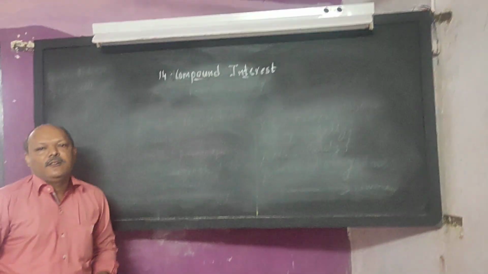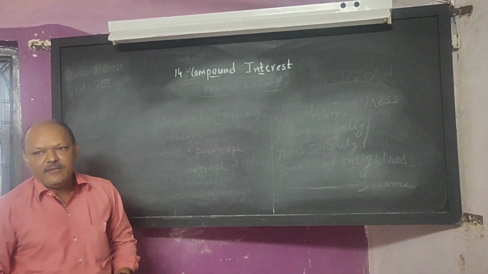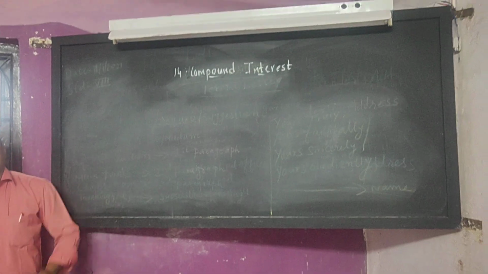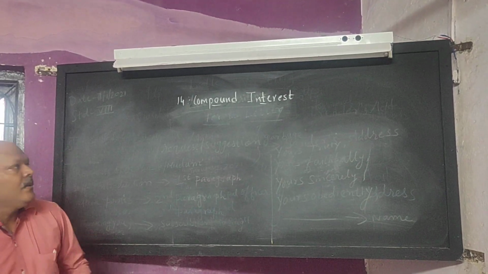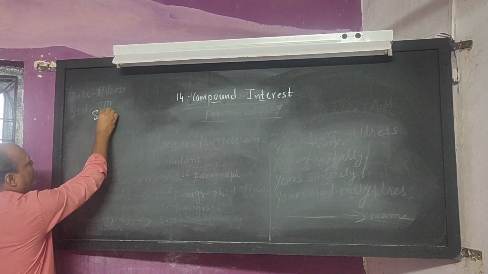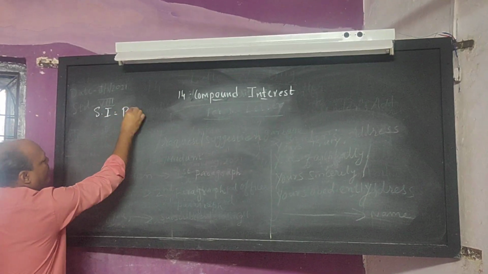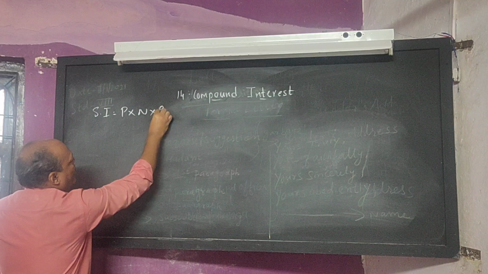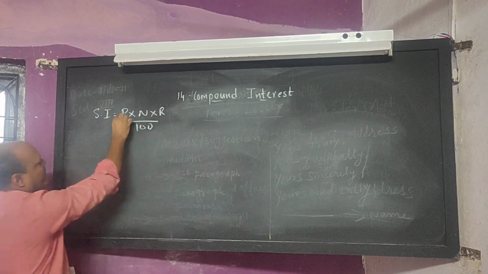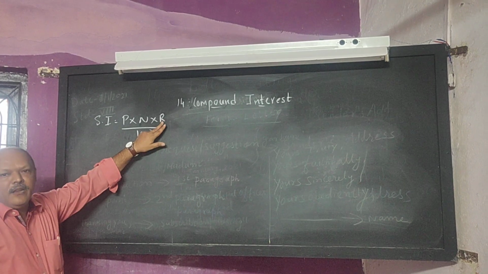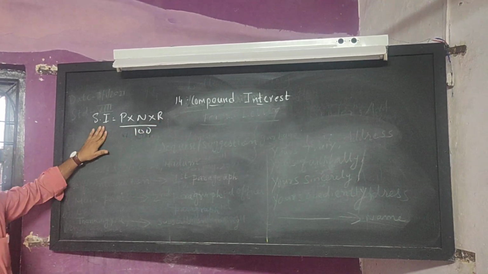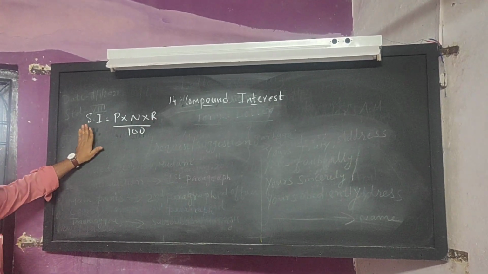Good afternoon, students. Today we will start with a new topic, compound interest. Already in the 7th standard you have studied simple interest. The formula to find the simple interest is P into N into R upon 100. P means principal, N means number of years, R means rate of interest. This is the simple interest formula we studied in the 7th standard.